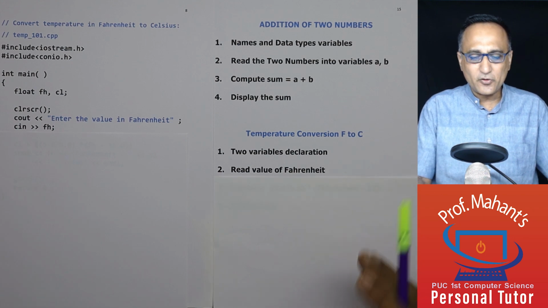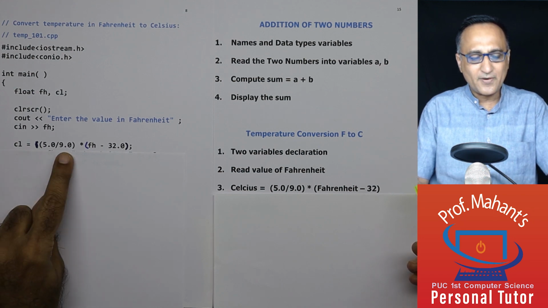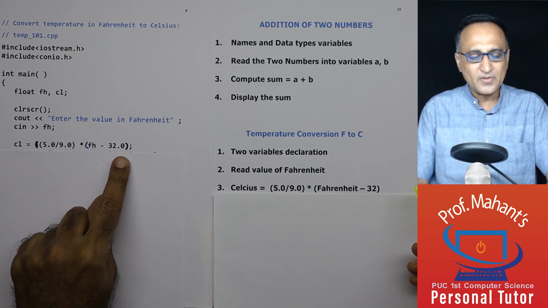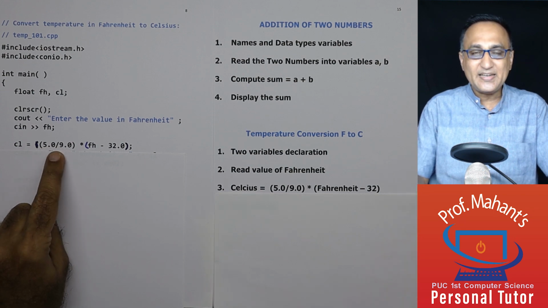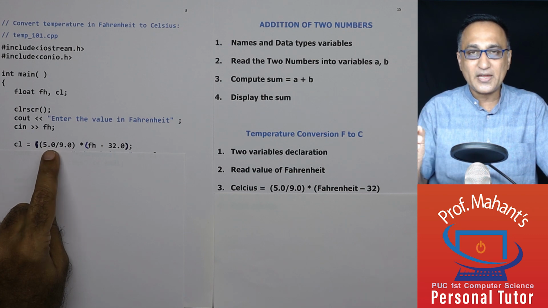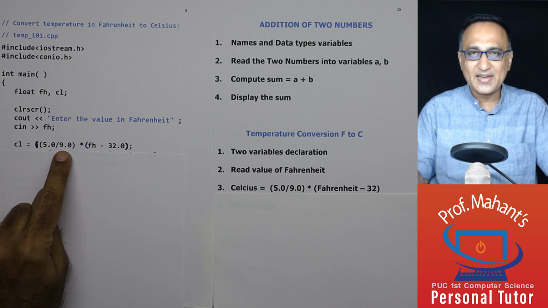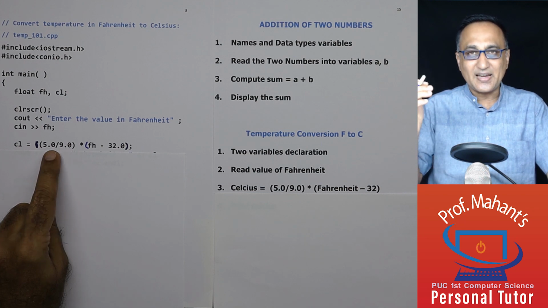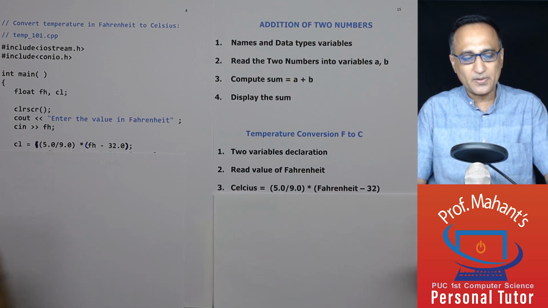Then after this, I have to use what? The formula to convert Fahrenheit into Celsius. So here I am saying Celsius CL is equal to 5 upon 9 into FH minus 32. Do not simply type 5 upon 9. At least make one of them floating point. The reason is, if you do 5 upon 9, it treats it as integer division. 5 upon 9 becomes 0, not 0 point something. So make one of them 5.0 and leave 9 as it is, or make both of them 5.0 and 9.0. This way the division happens as a real number division, and you get the fractional value, 0 point something, which is multiplied with this.